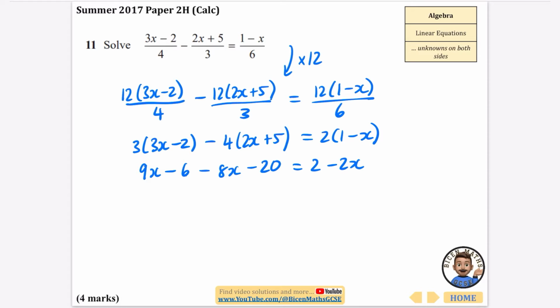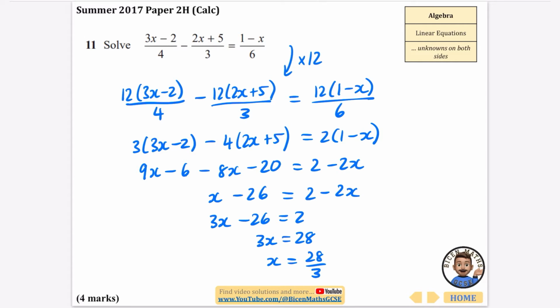So I'm going to collect all of the x terms onto one side. Let's just simplify this first, actually. 9x take away 8x is just x, and minus 6 minus 20 is minus 26. On the right-hand side we get 2 minus 2x. So I'm going to add this 2x to the other side so that I get 3x minus 26 equals 2. I'm then going to add the 26 to the other side so that 3x is equal to 28. My last step is to divide by 3, and I'm going to leave that as 28 over 3. It is perfectly okay to leave your answer as a fraction.